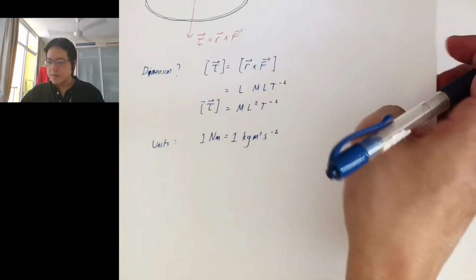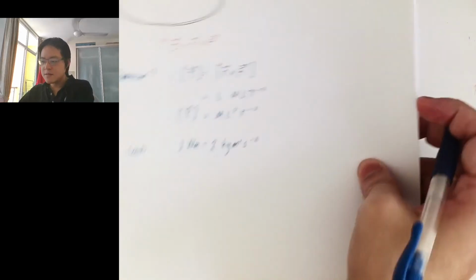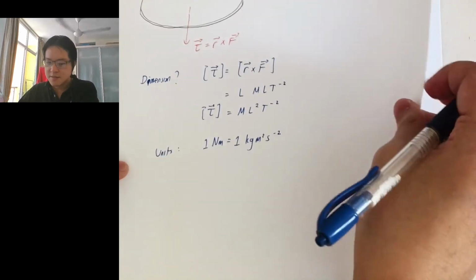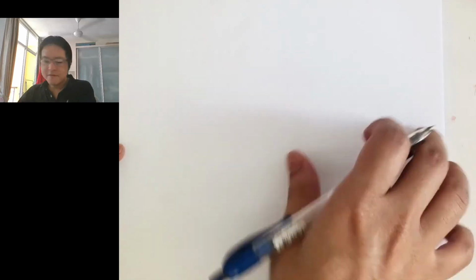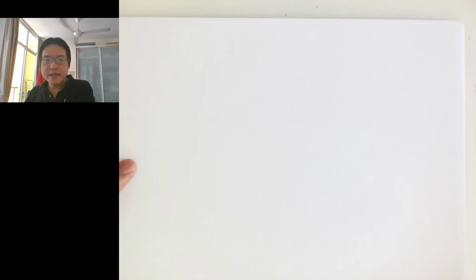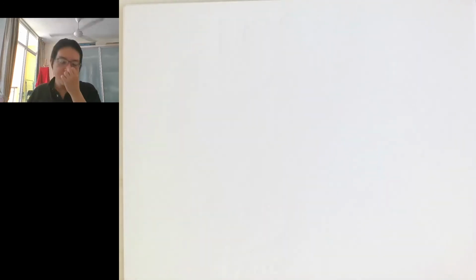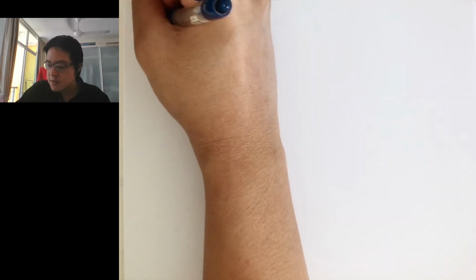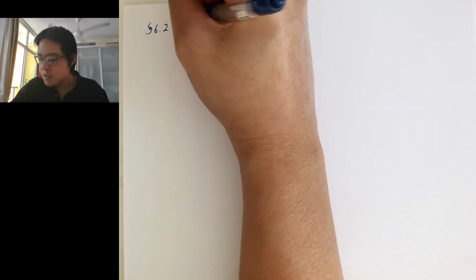So now that we understand the torque, let's derive the rotational version of Newton's law. Every equation that we got in the linear chapter, we have transformed into rotation. The kinematic equations, we got rotation. Kinetic energy, we got the rotational kinetic energy. Now we do it for Newton's law in rotational form. So this is 6.2, Newton's law in rotational form.